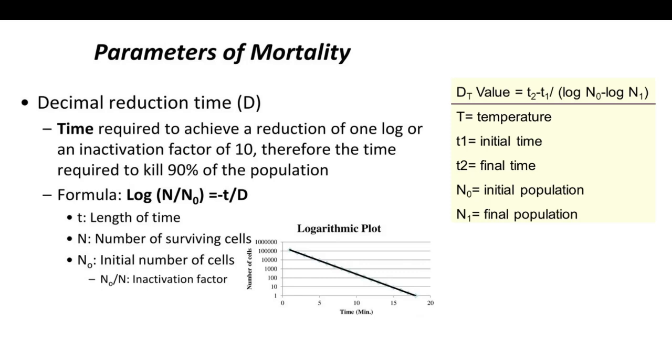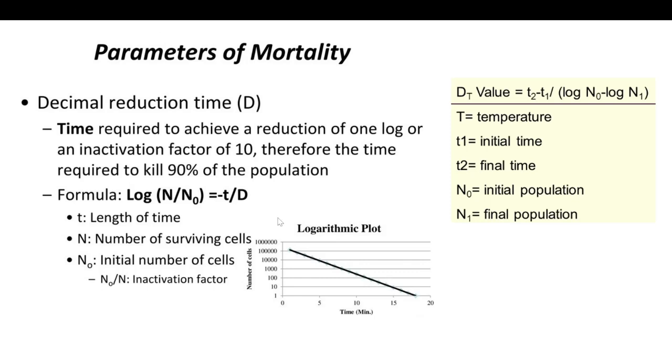And this decimal reduction time is given by the formula log N divided by N naught equals minus t by D. If you rearrange this, what is this t? T is the length of the time, meaning at how much time you are calculating the decimal reduction time value, the D value. The number of surviving cells is the N value, and the initial number of cells is the N naught value.